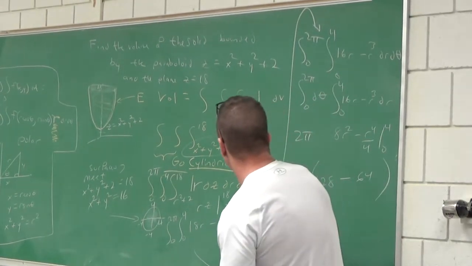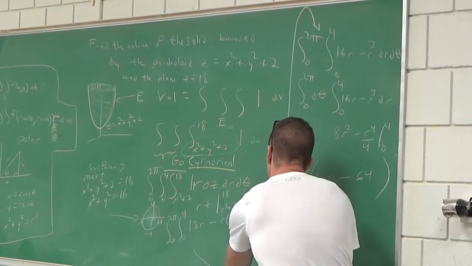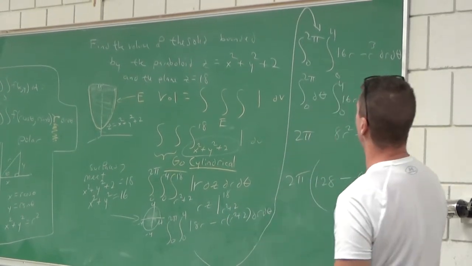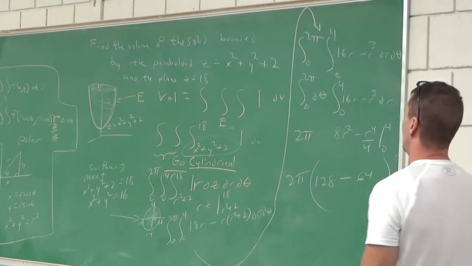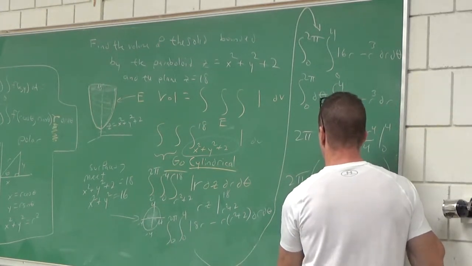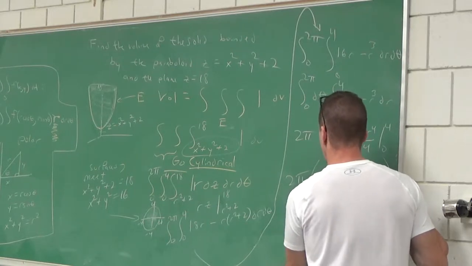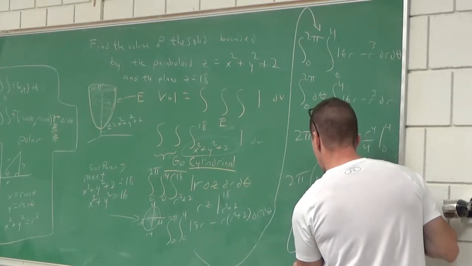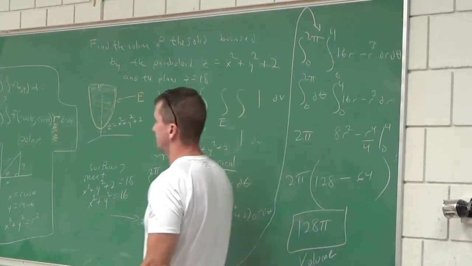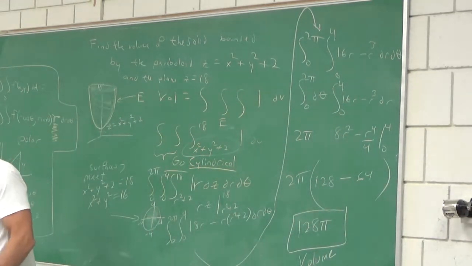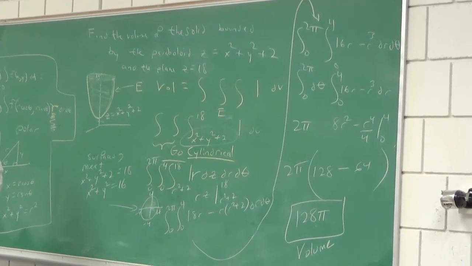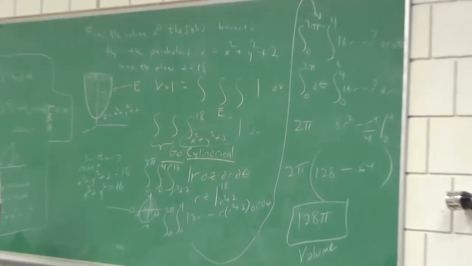Let me make sure that d theta didn't get marked out here. What's 64 times 2 pi? 128 pi. And we just found the volume. Got it. Triple integrals.